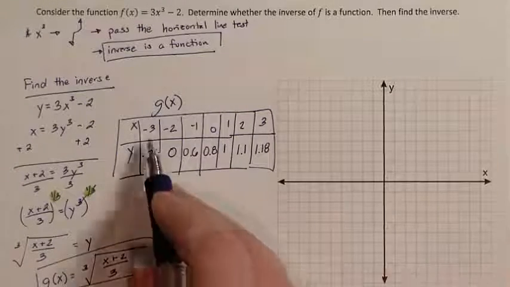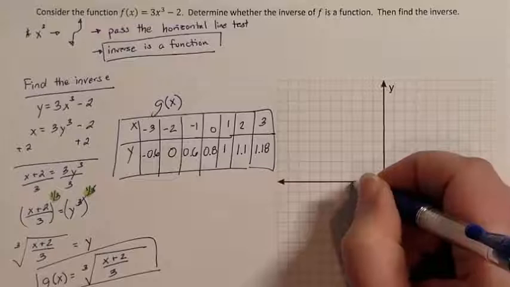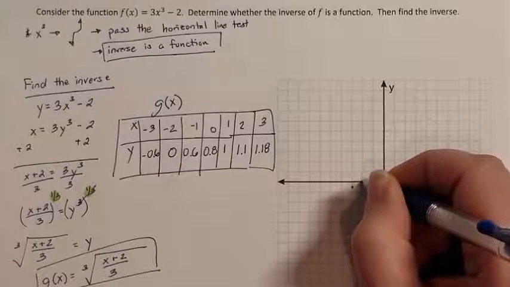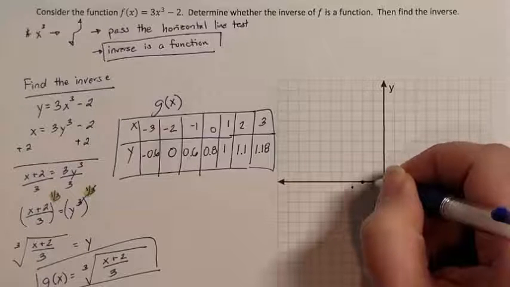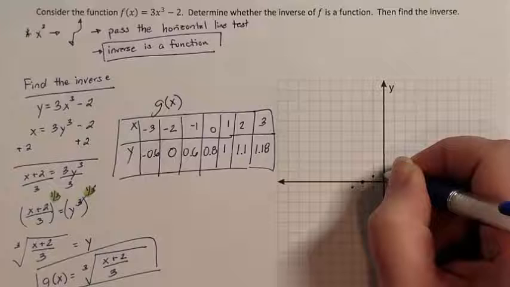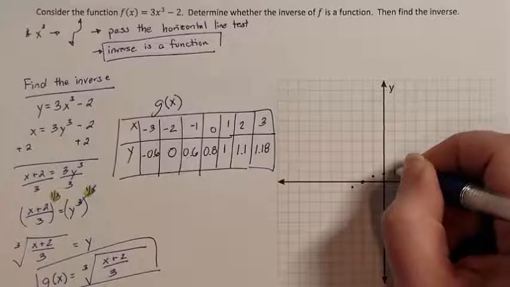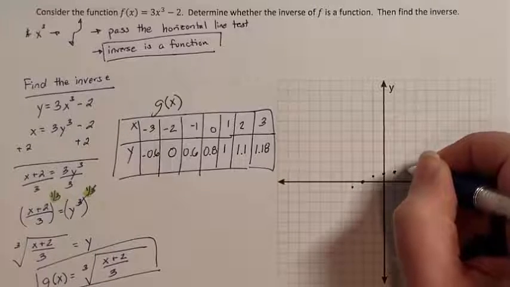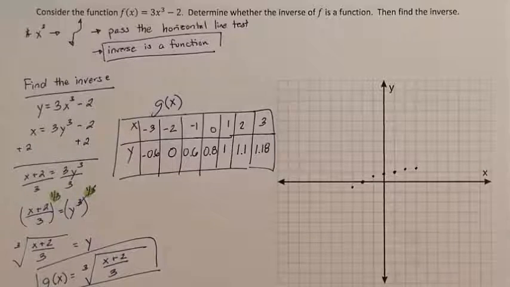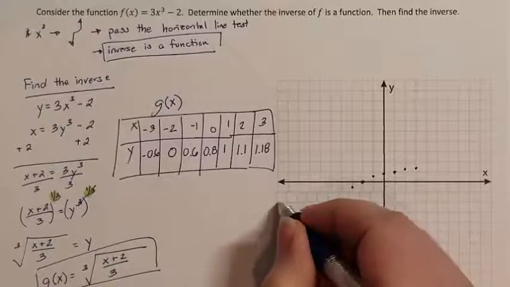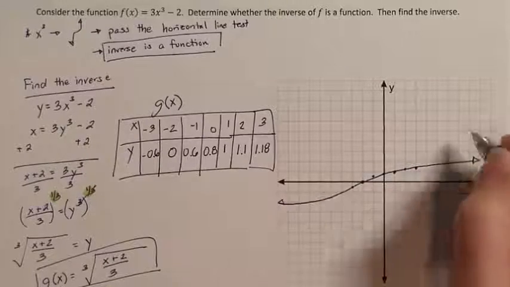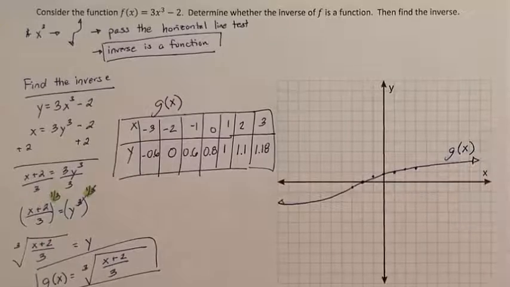So let's go ahead and graph this. So -3, -0.6; -2, 0; -1, 0.6; 0, 0.8; 1, 1; 2, 1.1; 3, 1.18. So I see the general shape, and this is about what the graph is going to end up looking like. This is the graph of my g of x function.